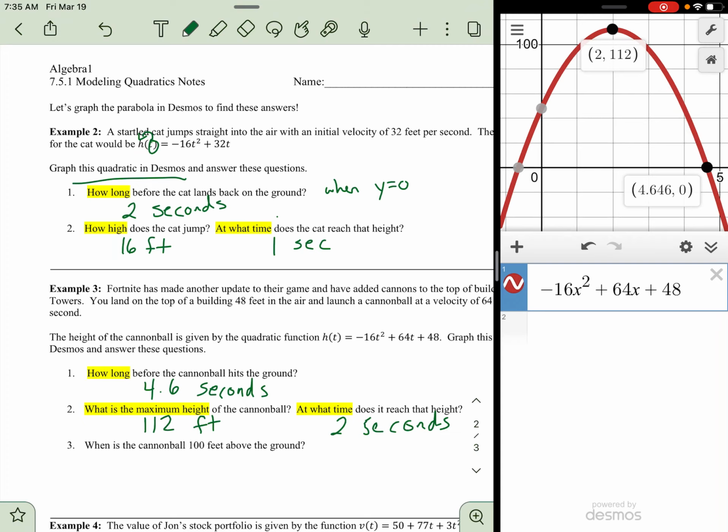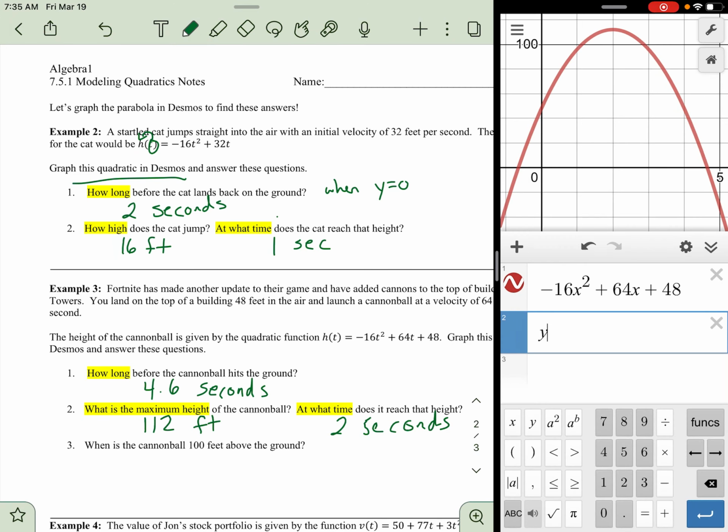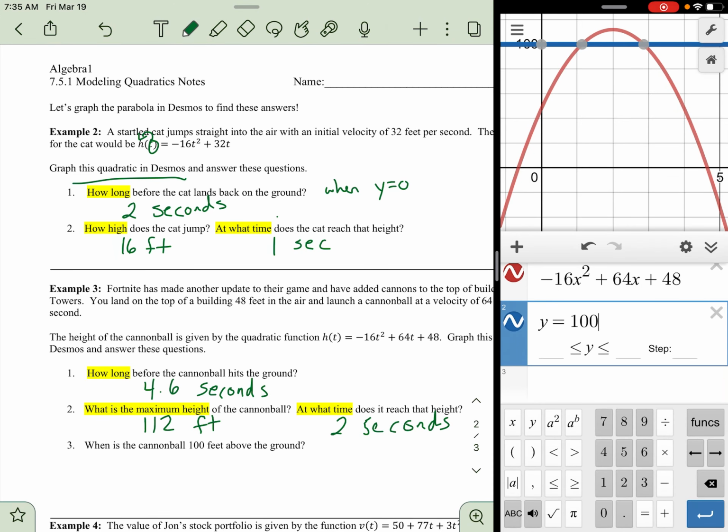But then it asks, when is the cannonball 100 feet above the ground? Well, you can see on the graph here that it reaches it twice, like right about here and right about here, because it reaches the 100 feet on the way up and on the way down. So in Desmos, the easiest way to do this is to recognize that it's asking for a y value. So we're going to plug in y equals 100. That's going to draw a graph, and it gives us those exact measurements.